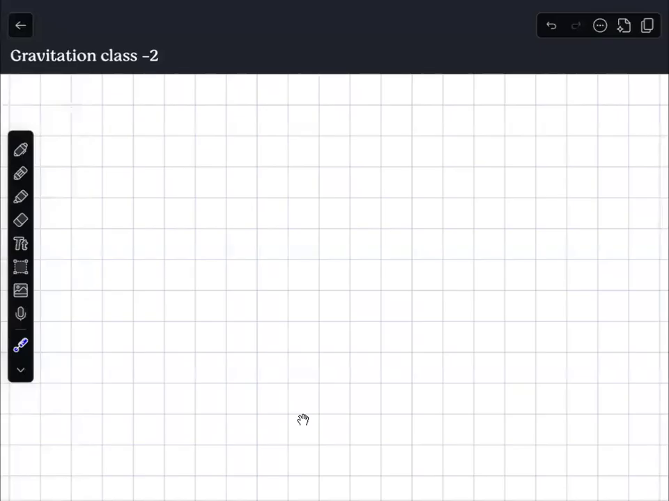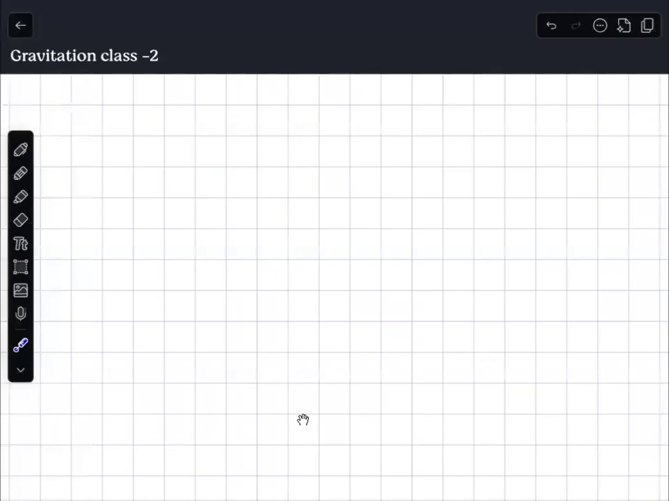So therefore, this is the second class of gravitation, I suppose. Now, a very clear point is that electrostatics is already done, and you know the formulas for variation of electric field due to different distributions as a function of R.